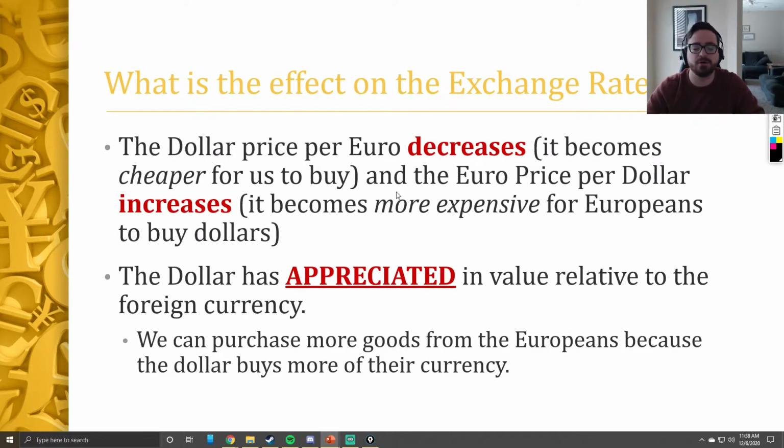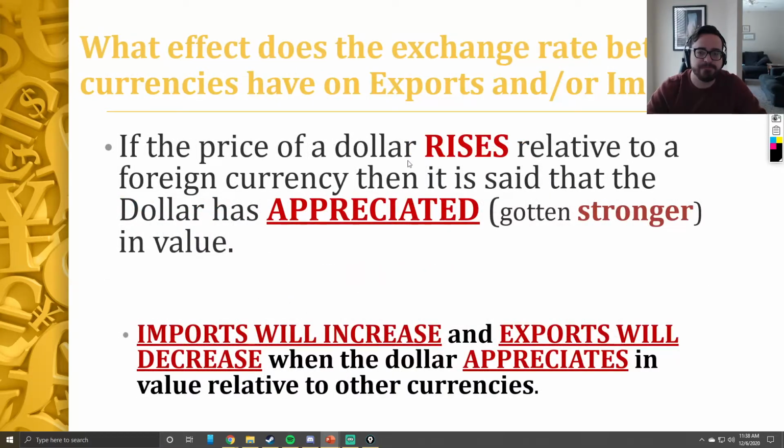If you're buying in bulk or buying large amounts of things, a difference of like 0.001, if you're spending hundreds of thousands of dollars, is actually in the thousands. So that matters. So if the price of the dollar rises relative to a foreign currency, the dollar has appreciated in value. Here's why that matters for the course. Because this affects imports and exports, aka net exports, aka aggregate demand.